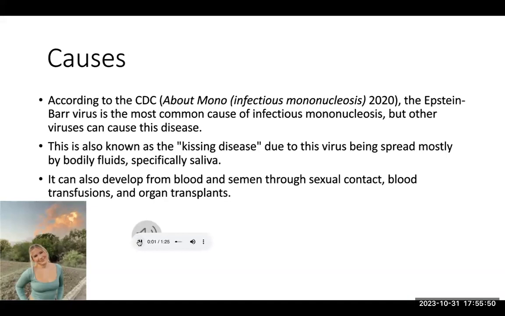Now moving on to the causes of infectious mononucleosis, the main cause of it is EBV, or the Epstein-Barr virus. So what is EBV? The Epstein-Barr virus is one of the 9 known human herpes virus types in the herpes family and is one of the most common viruses in humans. It is different than the herpes simplex virus that causes genital and oral herpes.